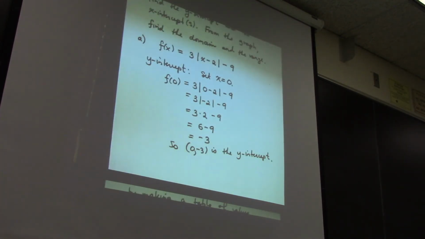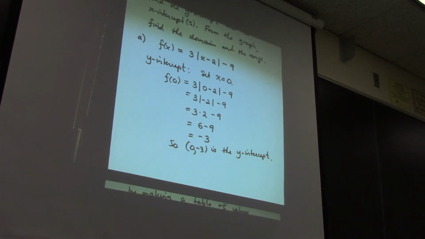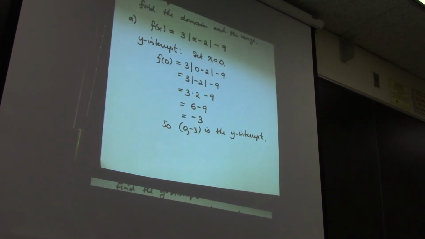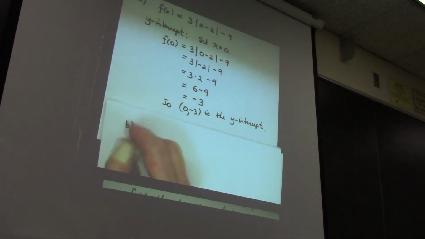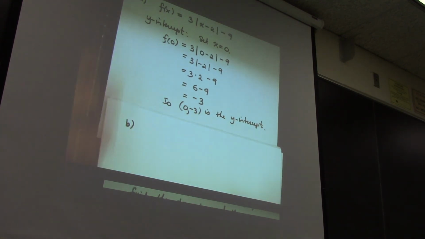Okay, now, what did I just say? One and only one y-intercept. Did I say that? Okay. In my head, I was already on to x-intercept, so I thought I might have said that.